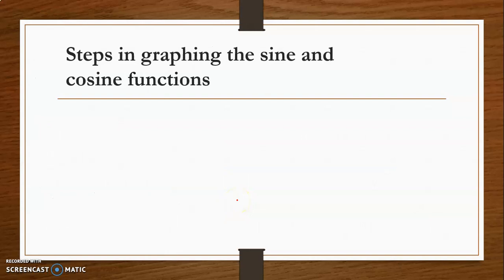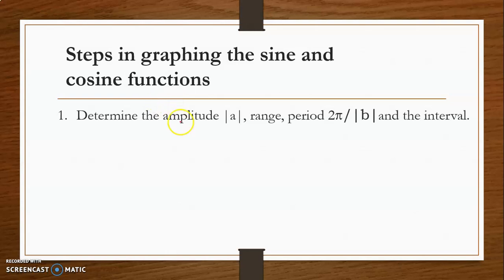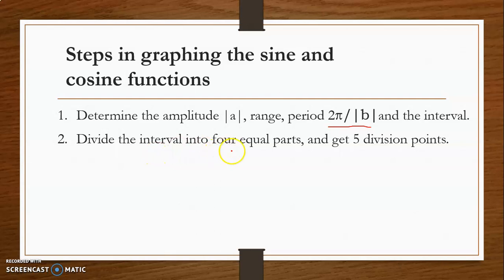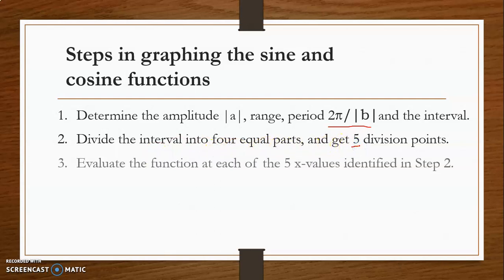So let's start with the steps in graphing the sine and cosine functions. The first one, we determine the amplitude, the range, the period, which can be found using this formula, and the interval. Second, divide the interval into 4 equal parts and get 5 division points. These 5 division points are important because we will use them when we evaluate the function.